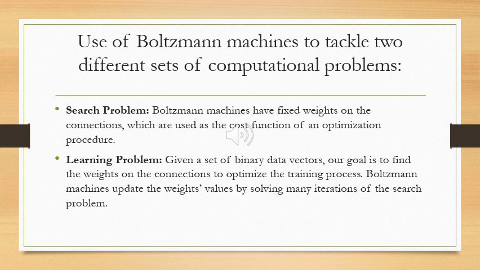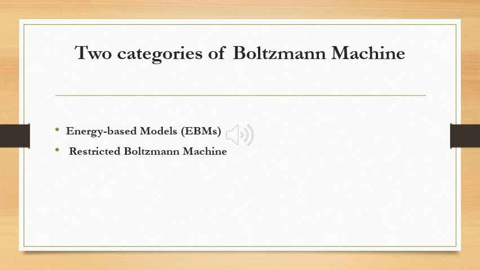Another one is learning problems. Given a set of binary data vectors, our goal is to find the weights on the connections to optimize the training process. The Boltzmann machine updates the weight values by solving many iterations of the search problem as well. Here are the two categories of the Boltzmann machine. First is the energy-based model, which we call EBMs, and another one is the restricted Boltzmann machine, RBM.